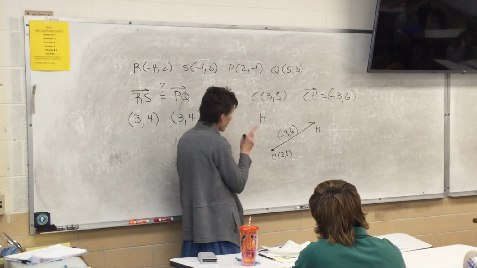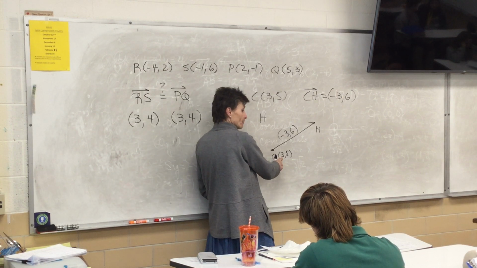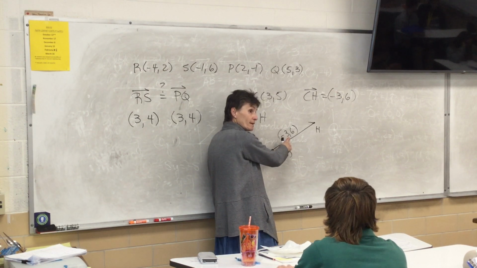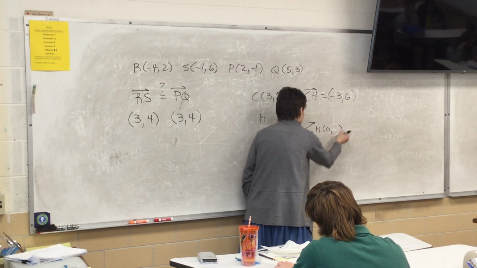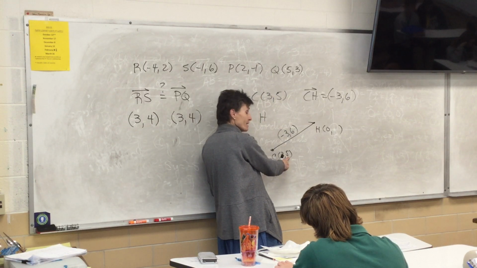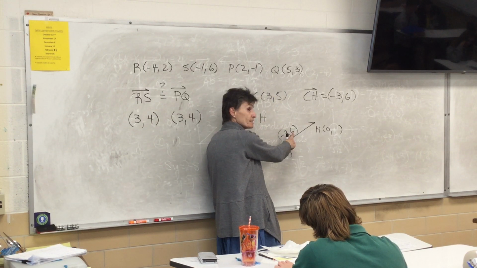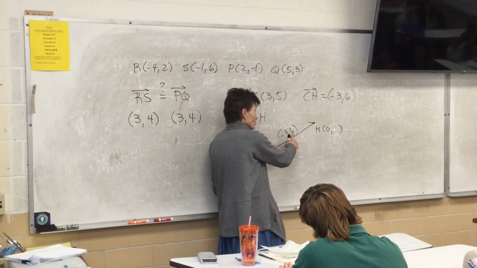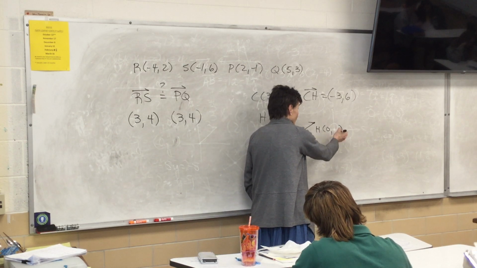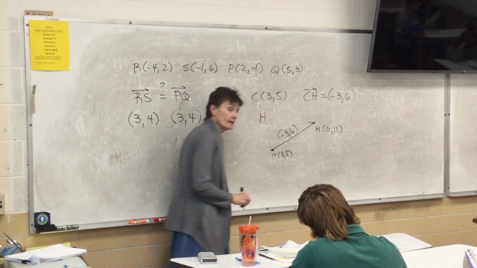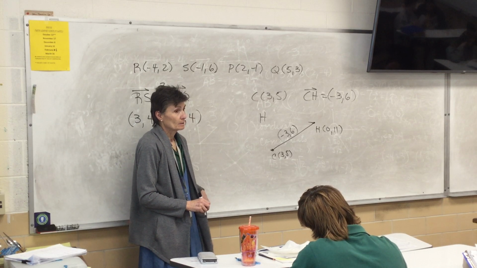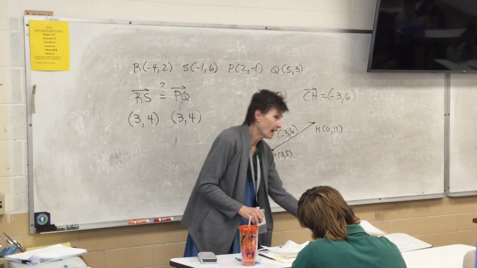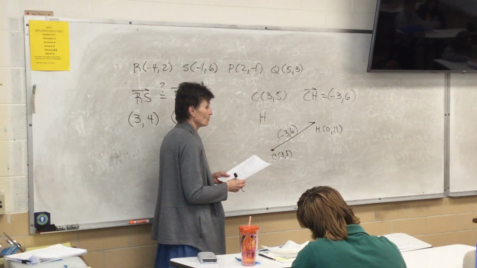So I'm going to start at 3 and move -3. So where am I going to end up? 0. And I'm going to start at 5 and move 6. So where am I going to end up? 11. There it is. That's point H. The vector tells me how I move and how far I move.